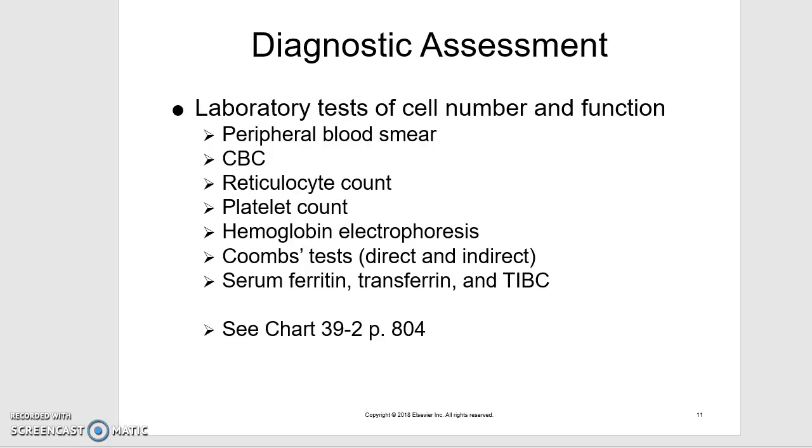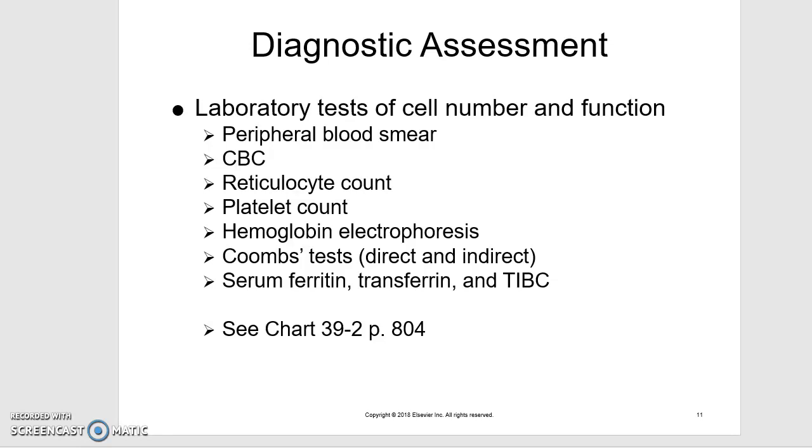Leukocyte alkaline phosphatase is an enzyme produced by normal mature neutrophils. If it's elevated, it could indicate infection or stress. Coombs test is used for blood typing. The direct test detects antibodies against red blood cells. Indirect Coombs test detects the presence of circulating antiglobulins.